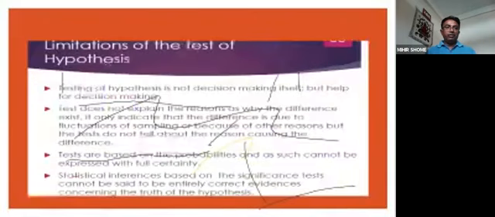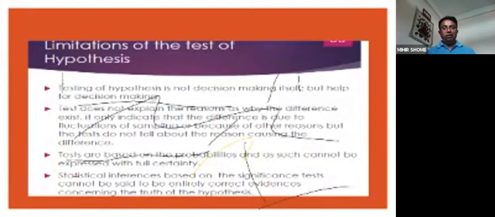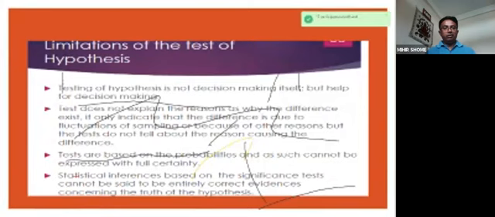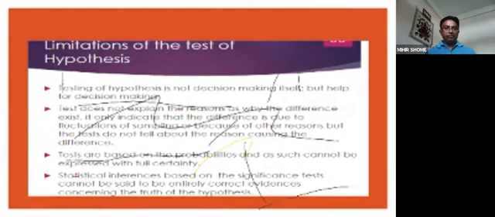Then, limitations of the test of hypothesis. Testing of hypothesis is not decision making itself, but helps in decision making. It is not a decision itself, but it helps. The test does not explain the reason why the difference exists. It only indicates whether the difference is due to fluctuations of sampling or because of other reasons, but the tests do not tell about the reason causing the differences. Tests are based on probabilities and as such cannot be expressed with full certainty.